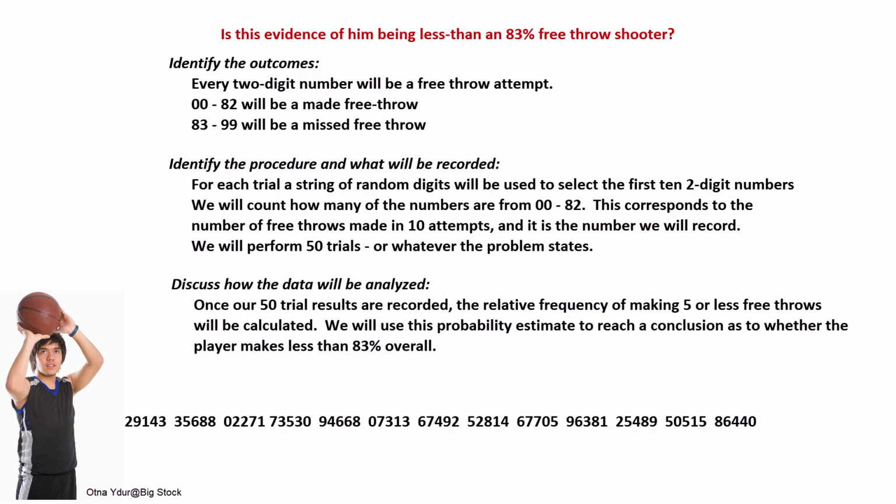Now discuss the data and how it's going to be analyzed. Once our 50 trial results are recorded, the relative frequency of making 5 or less free throws can be calculated. We'll use this probability estimate to reach a conclusion.